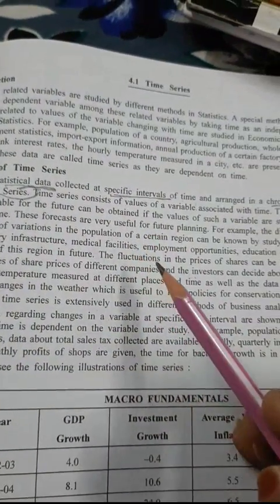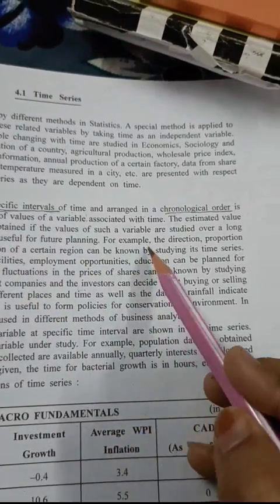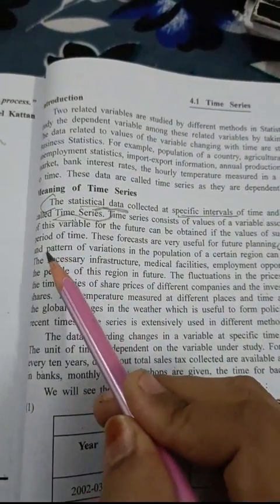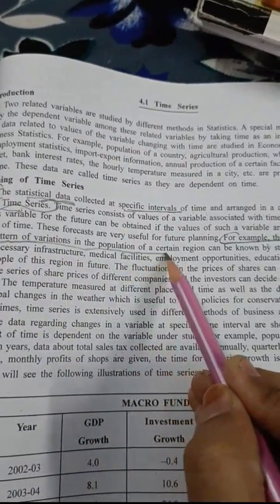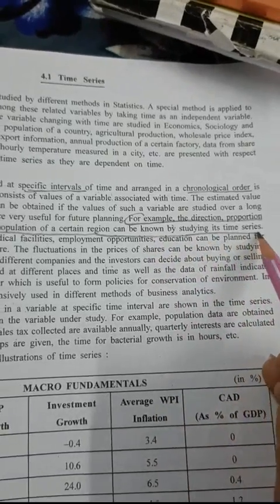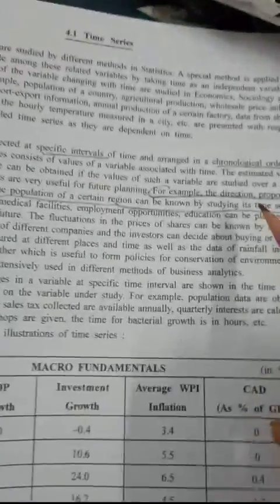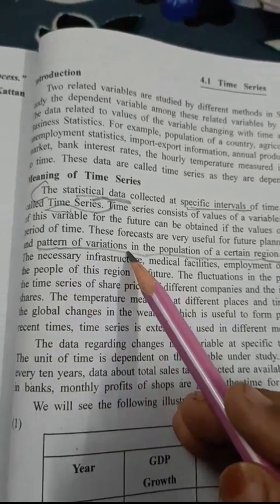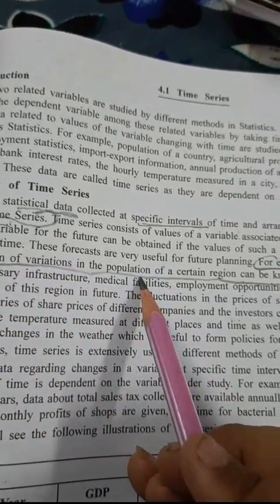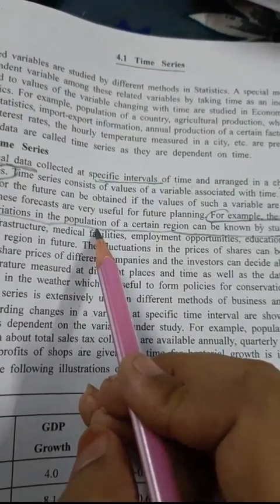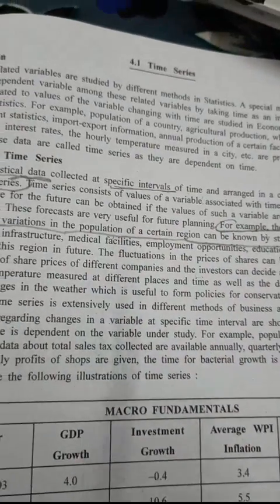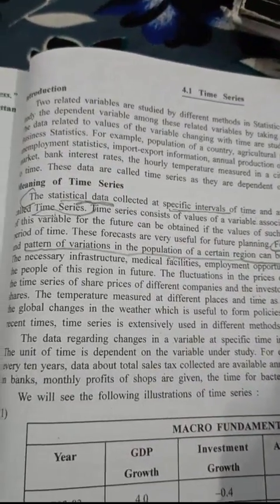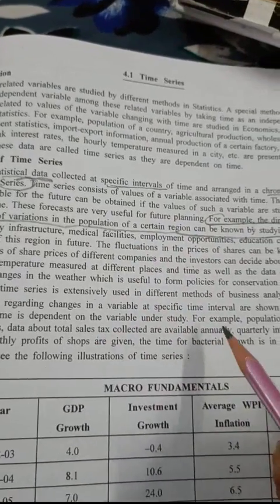For example, the direction. This is the example. Give the example of time series. The direction, proportion, and pattern of the variation in the population of a certain region can be known by studying its time series. Direction, that is, in which direction the weather is going, forecasting and everything can be done. Then proportion, pattern of variation, changes coming in the population, increasing, decreasing, in which year it was high, in which year it was less, in which year the birth rate was very high, in which year the birth rate was very low. So like that a comparative study can be done. So these are the examples. Is that clear? Up till here they have given the examples only.